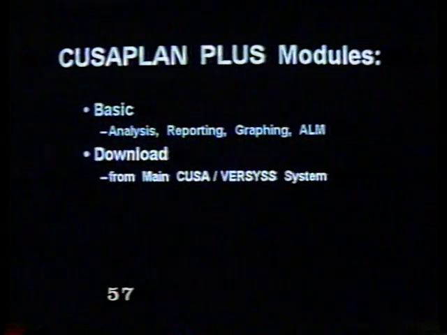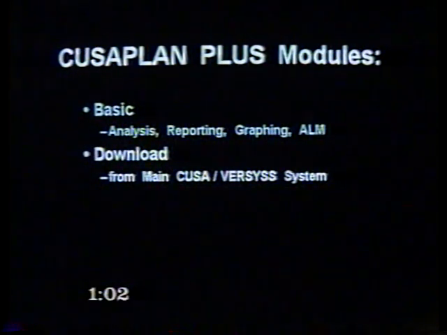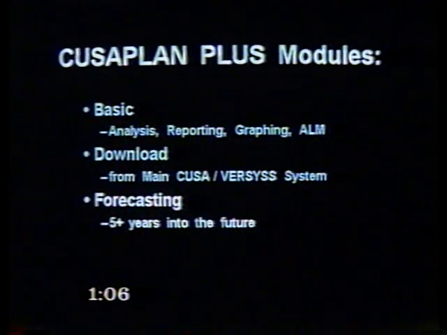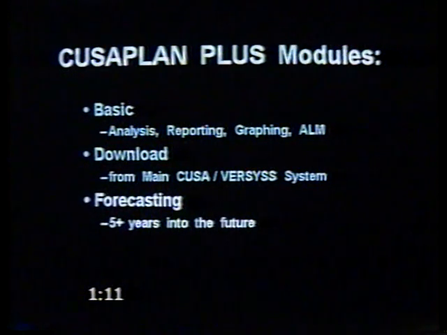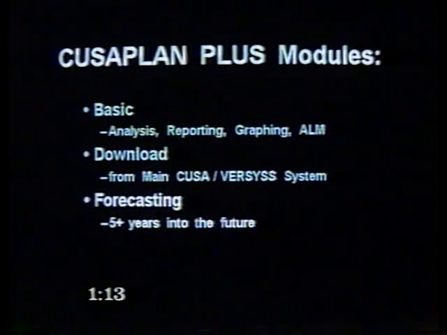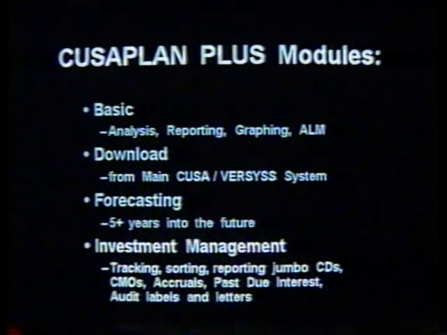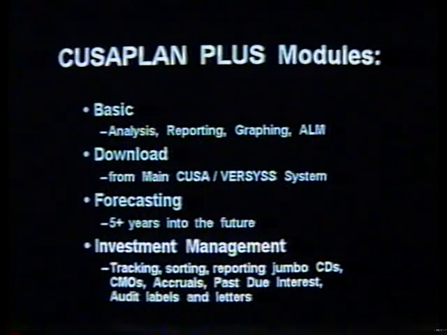An optional download module takes a snapshot of your month-end GL from the main CUSA Versus package and transfers it to the PC. The forecasting module assists you in creating a 5-year business plan by projecting future growth based on the trends of the past, combined with your best assumptions for the future. The investment module tracks your jumbo CDs and other institutions, government agencies, securities and variable rate investments purchased at a premium or discount. It reports, sorts, keeps track of accruals and past due interest, creates audit labels and letters, and much more.